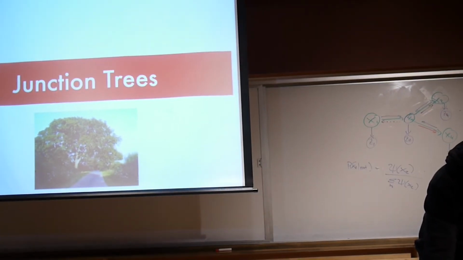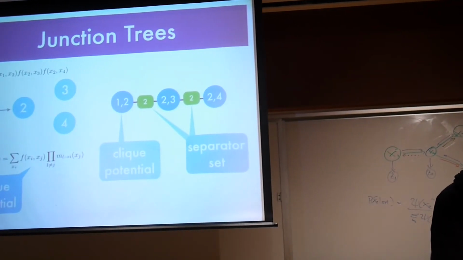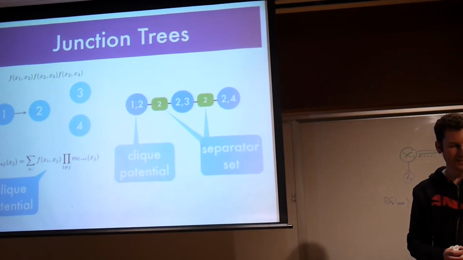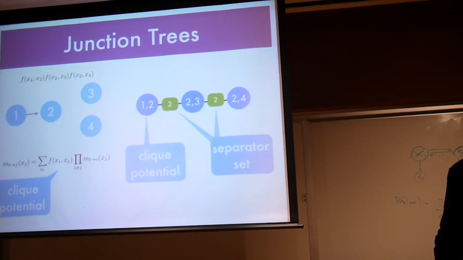Junction trees. So I tried hard to find a tree at the junction. Wasn't very successful. So let's just revisit what we had. So this example of 1, 2, 3, and 4. So this was our message passing, right?